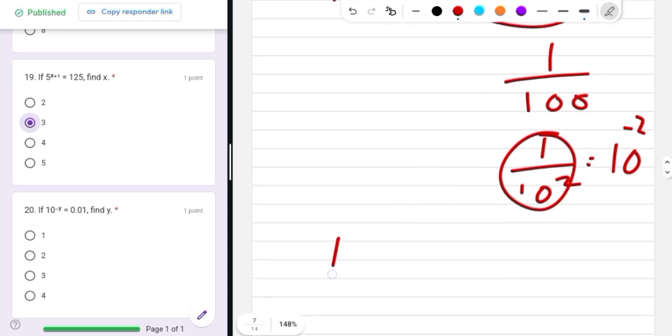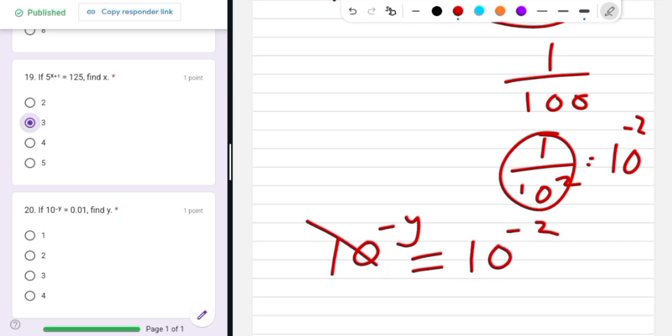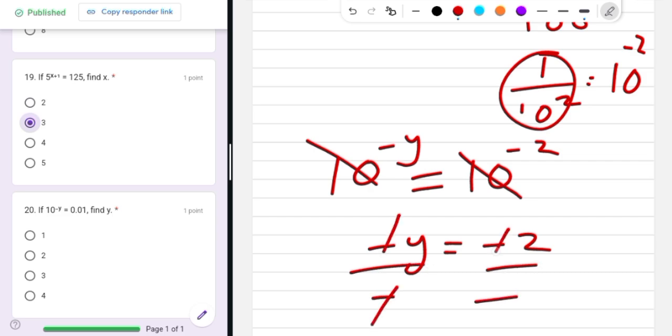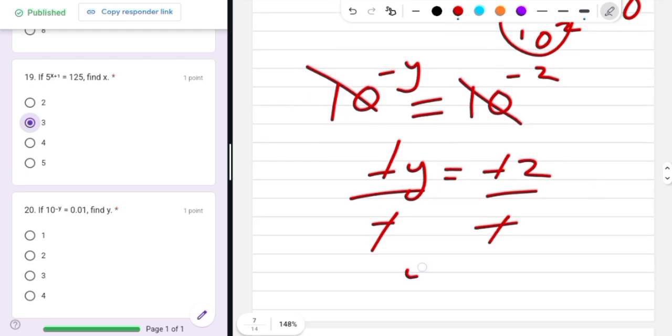Now rewrite the question as 10 raised to the power minus y is equal to 10 raised to the power minus 3. Since the bases are equal, cancel out the bases. What do we have left? Minus y is equal to minus 3. Divide both sides by minus. Minus cancels out. So what do we have left? Y is equal to 3.